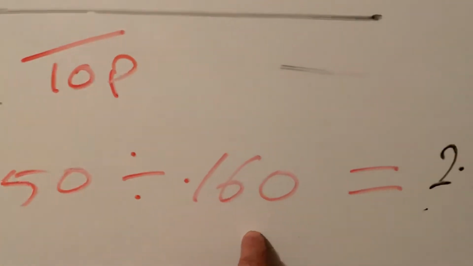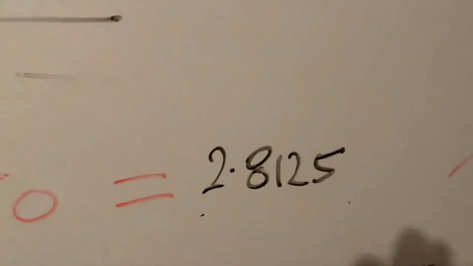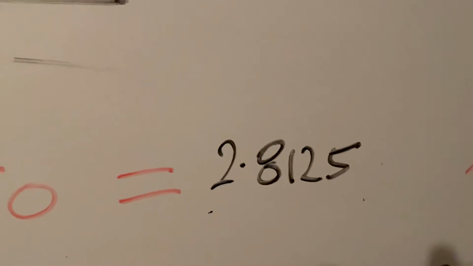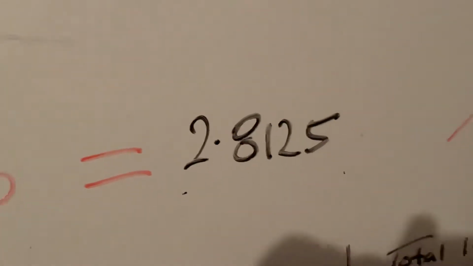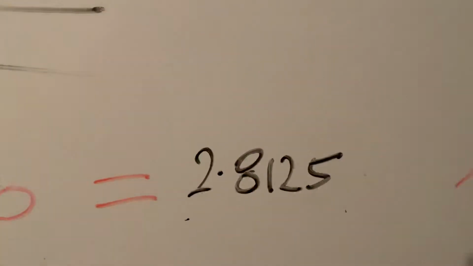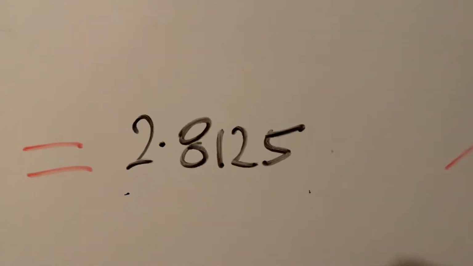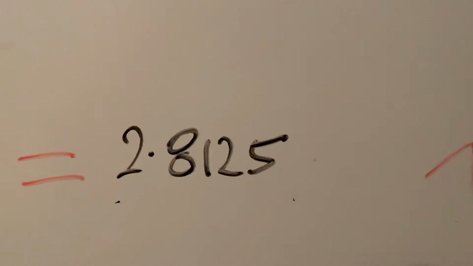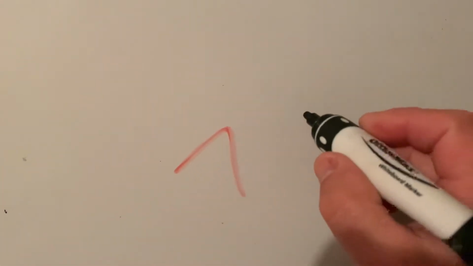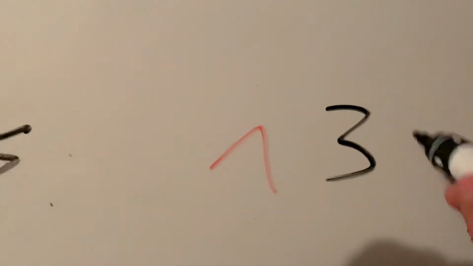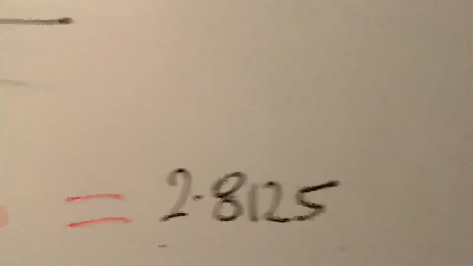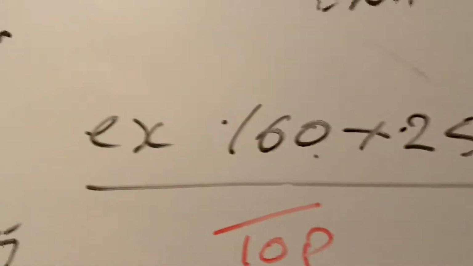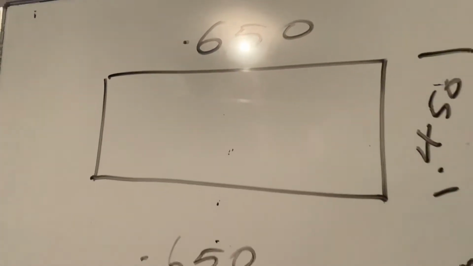So I did that, and my calculation came out to 2.8125 pieces. Now, when you're ordering timber, you can't order 2.8125 pieces of timber. So what you do is you round that up to the nearest number. In this case, it's 3. That's how many pieces you will need of 160 by 25 to build this tabletop.